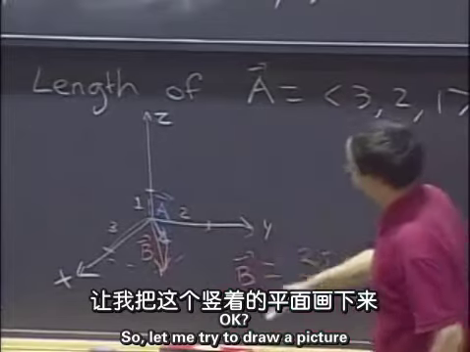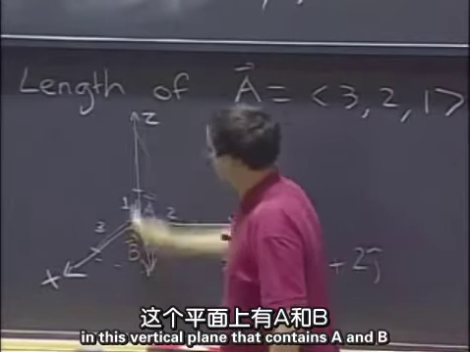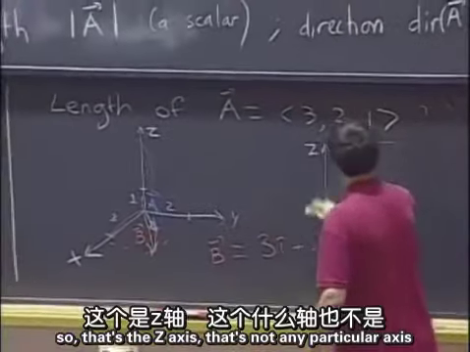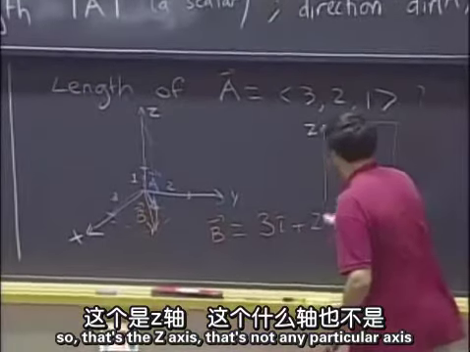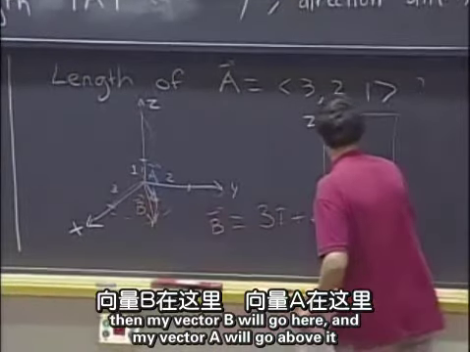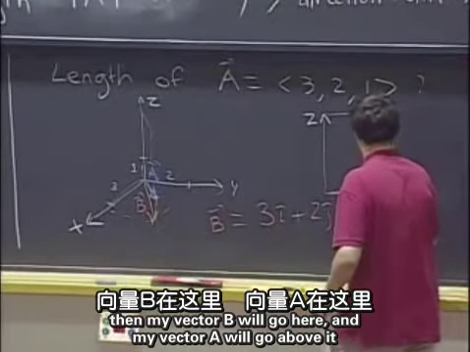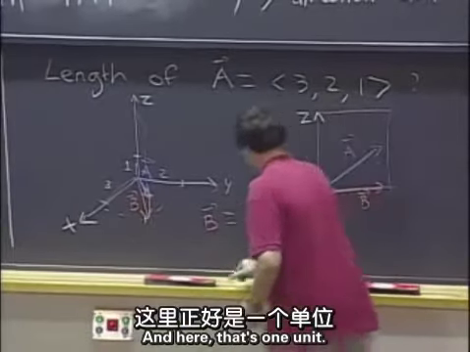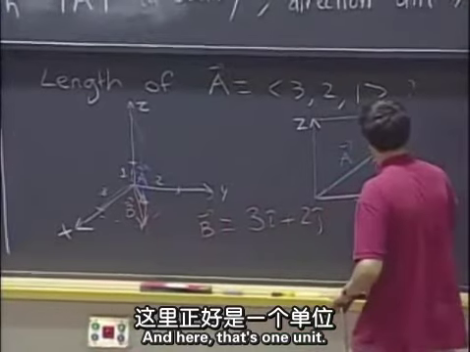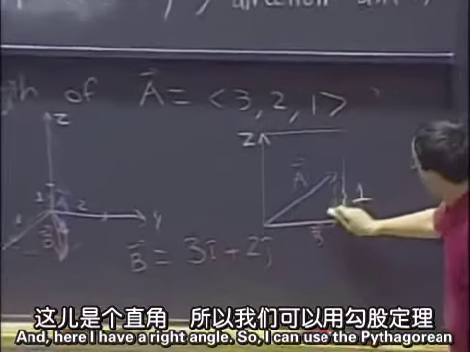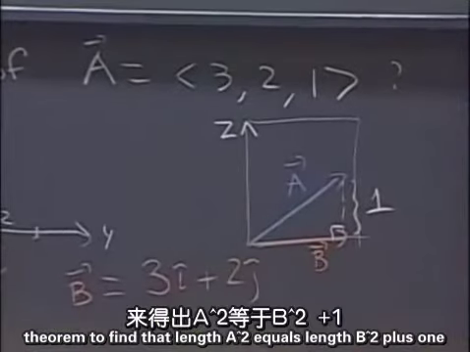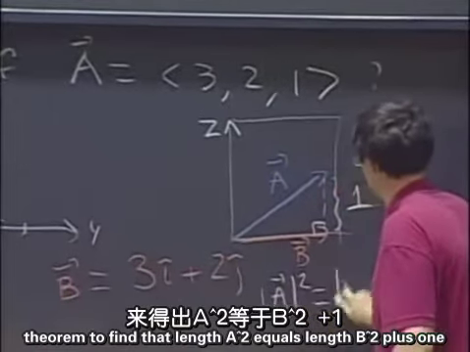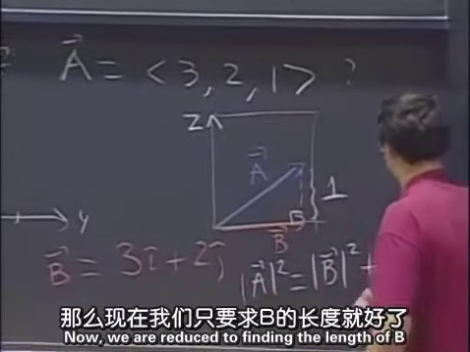Okay? So let me try to draw a picture in this vertical plane that contains A and B. If I draw it in the vertical plane, so that's the z-axis, but not any particular axis, then my vector B will go here, and my vector A will go above it, and here that's 1 unit, and here I have a right angle. So I can use the Pythagorean theorem to find that length A squared equals length B squared plus 1.